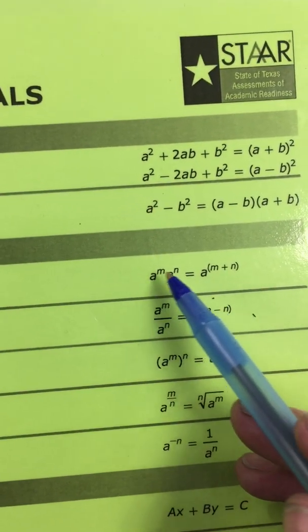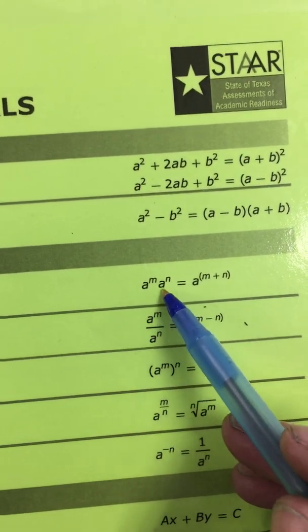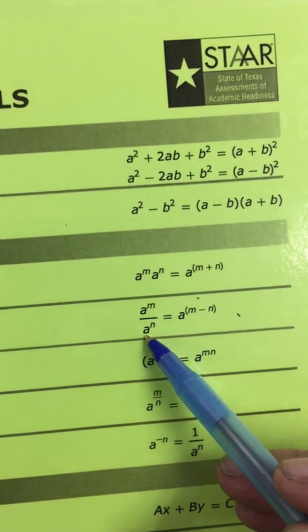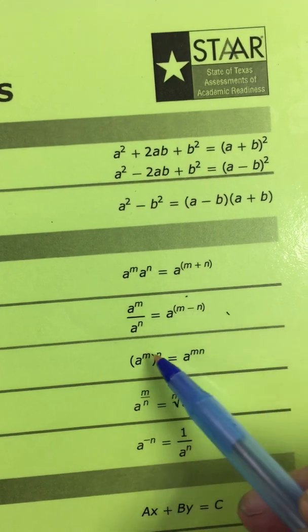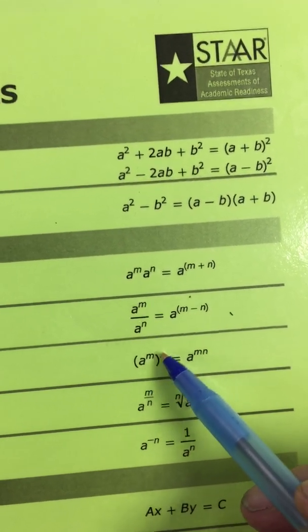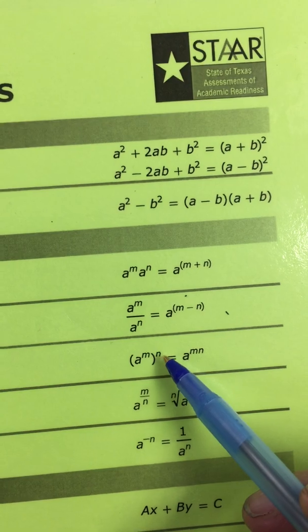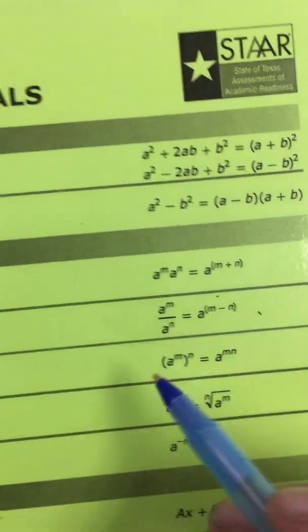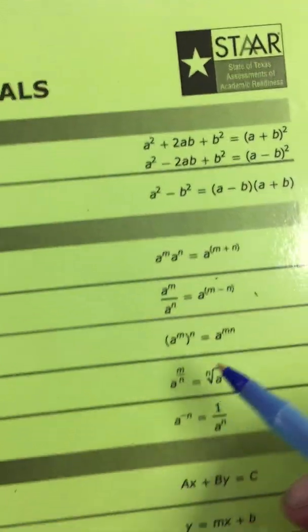Here's your multiplication. So when it's a multiplication problem, if the bases are the same, you add the exponents. If the bases are the same in a division problem, you subtract them. If you have parentheses with an exponent outside and inside, you multiply the outside exponent times the inside one. They don't show it on this one, but you multiply it times all the ones inside.